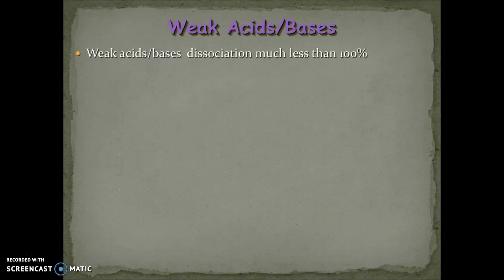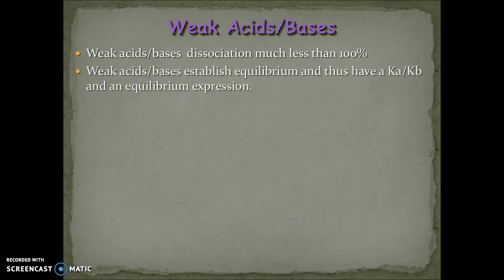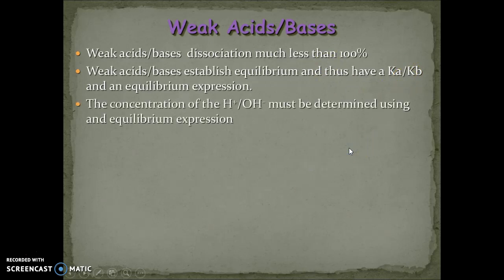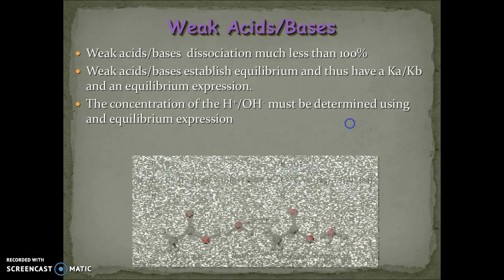Okay, weak acids and bases are going to dissociate much less than 100%. So they establish equilibrium. Therefore, there is an equilibrium constant, a Ka or a Kb. You can write an equilibrium expression for them. To get the concentrations of the acids or bases, you can't do just a simple mole problem. You have to solve an equilibrium expression in order to figure out what the H plus or the OH minus concentration is.